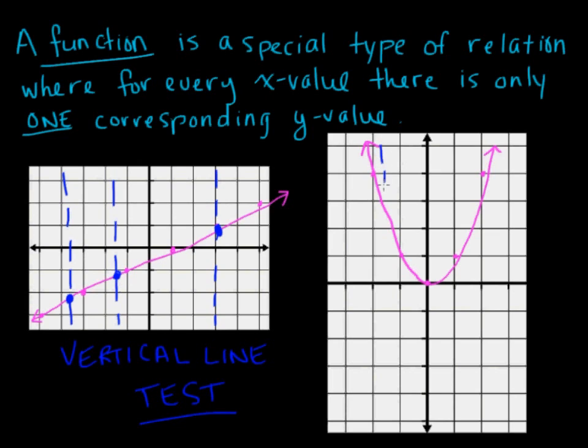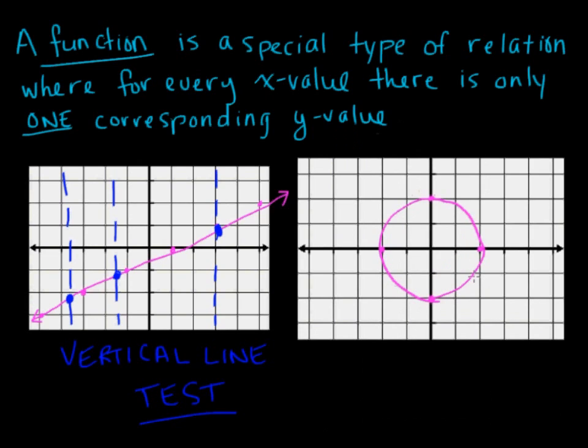On the right-hand side, same idea. If we use this vertical line and we draw it anywhere on our graph, if it only ever crosses that parabola once, or at most once, then it is a function. So this parabola is indeed a function.